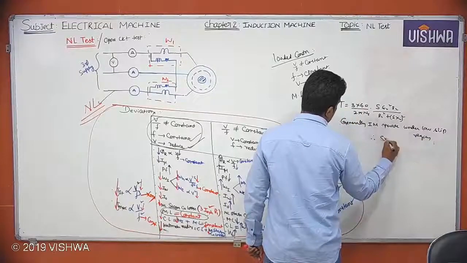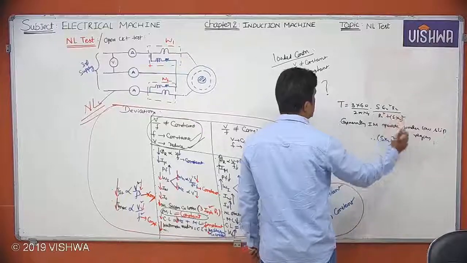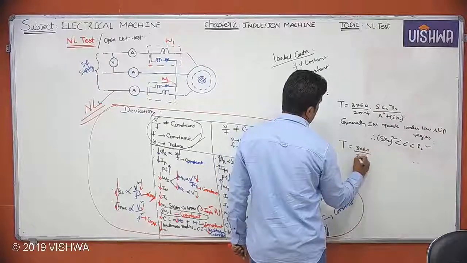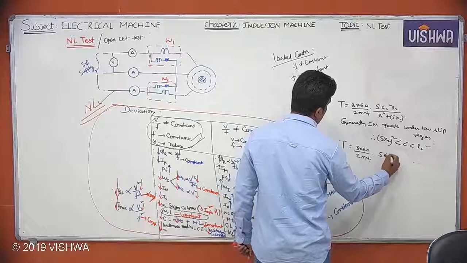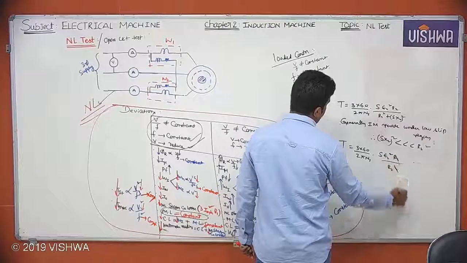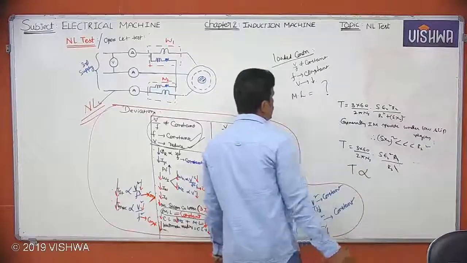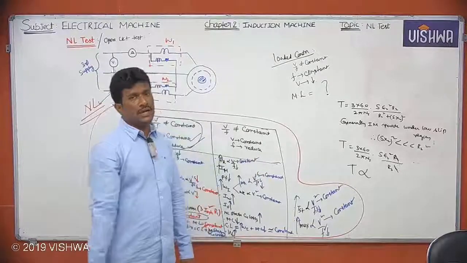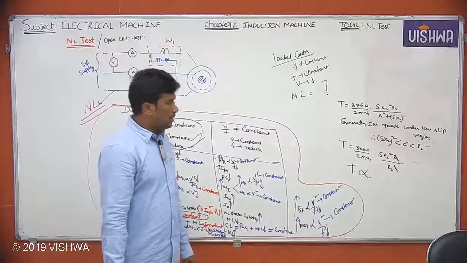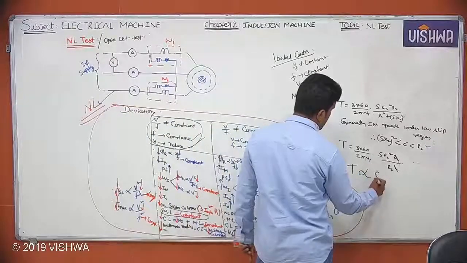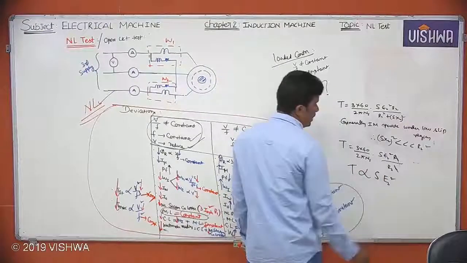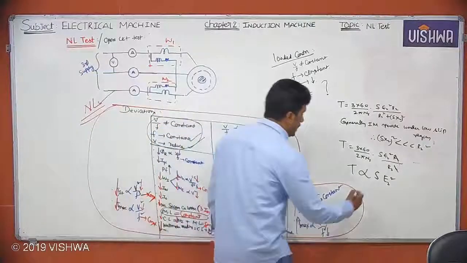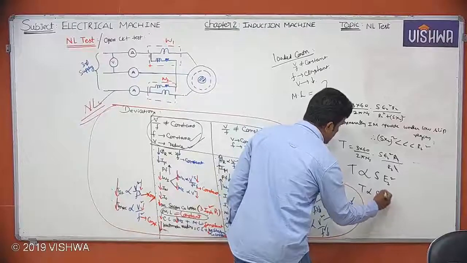Therefore, since slip is less, (sX2) whole square will be very, very less than R2 square. So you will get T equal to 3 into 60 by 2 pi N_s into s E2 square R2 by R2 square. So T is proportional to s E2 square. E2 means rotor EMF, which depends on stator EMF, which depends on supply voltage. So in place of this I can write T proportional to s V square.